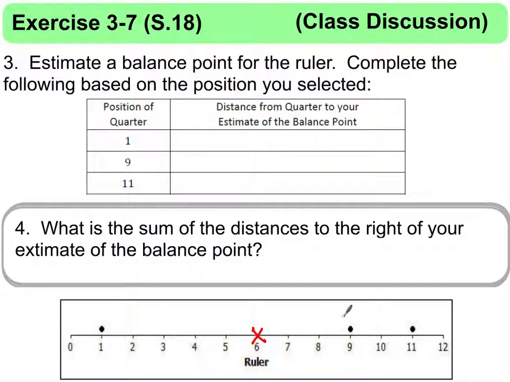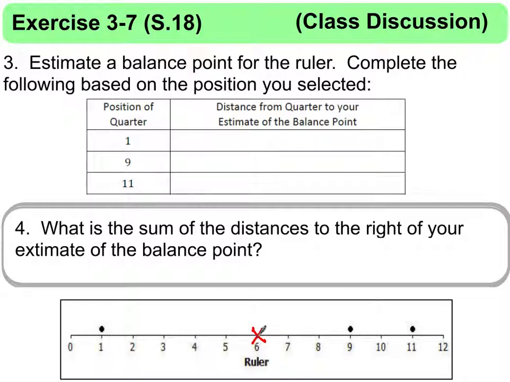Now, students will be given an opportunity to choose any number that they want. Some students in class may have chosen 4, some might have chosen 6, some might have chosen 7, and a few may have chosen some other number just to test what would happen. In this scenario, for the position of quarter 1, they want us to fill in the distance from the quarter to the estimate of the balance point.